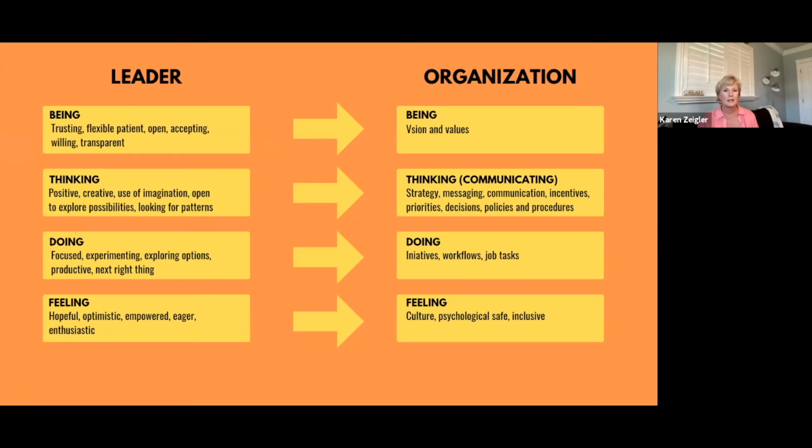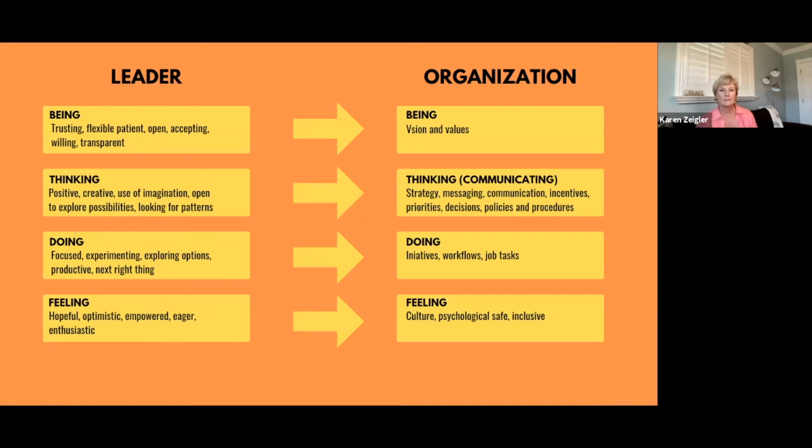So the being becomes the organization's vision and values. If you look at being on the leader side, it's I am trusting, I am flexible, I am patient, I am kind. Well, the being for the organization is I am here to execute X vision in the world. Our organization lives by these values. So that is the being for the organization, the vision and values of what they want to stand for.